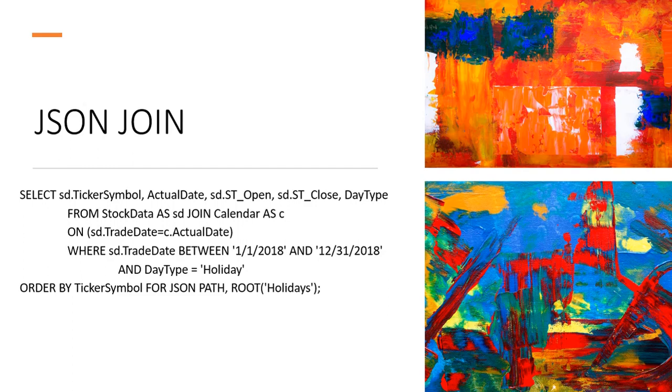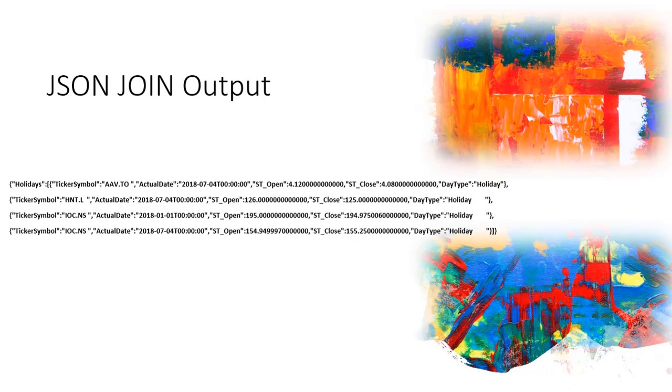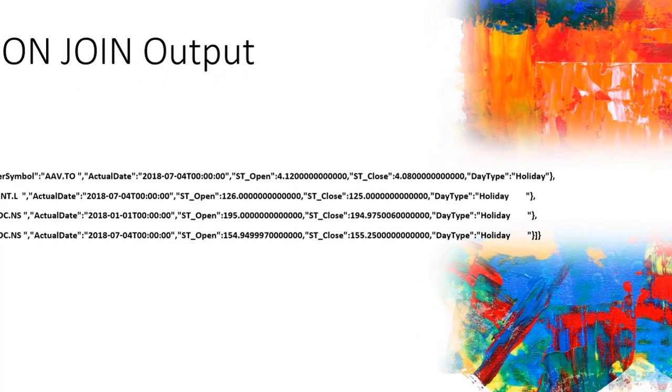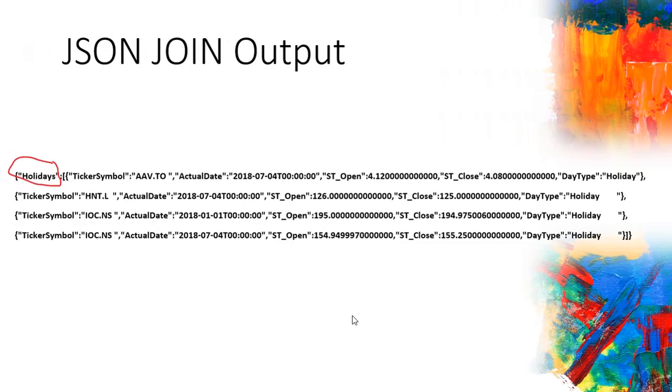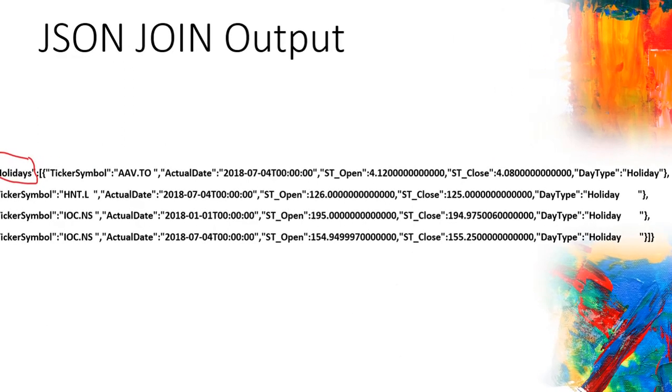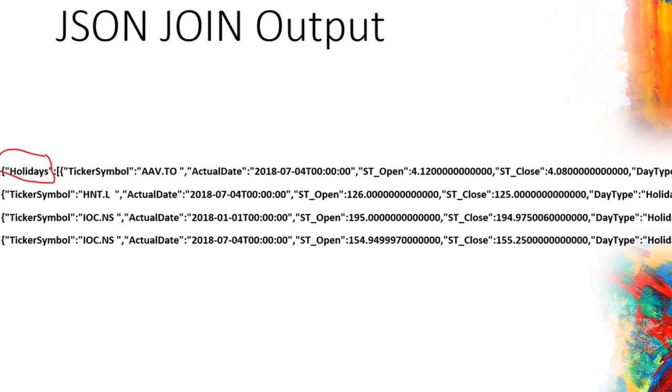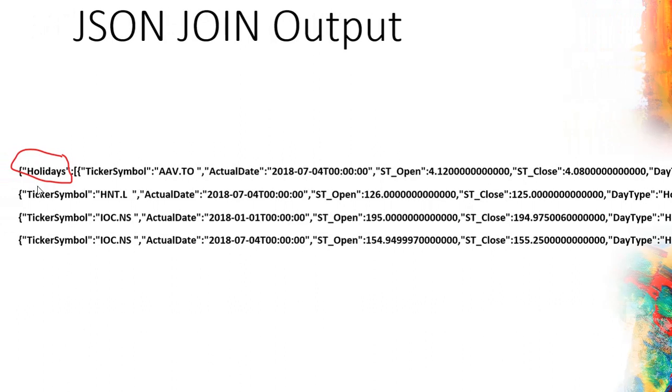Here is the same JSON join. The only difference is we've added this root and we're calling it holidays. And here's the output. Notice this is where the root is, and that's holidays. So let's zoom on that just a little bit. Maybe just zoom it a little more, and we can see that we have a root, and that's called holidays, and that's going to be important in some of the queries.